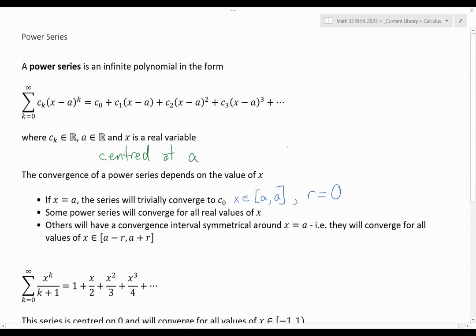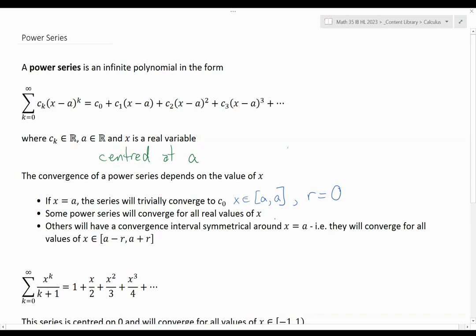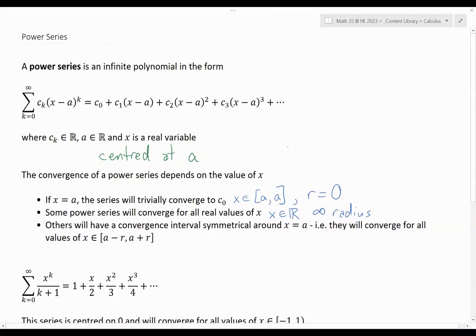Some power series will converge for all real values. In other words, it is possible to have a polynomial series that perfectly matches the function that we're trying to match. Then our radius of convergence is infinite, because all real numbers will work. But what's more likely to happen is that we will have a convergence interval that is symmetrical around x equals a. It would converge for all values of x in the interval a minus r to a plus r, where r represents the radius of convergence.